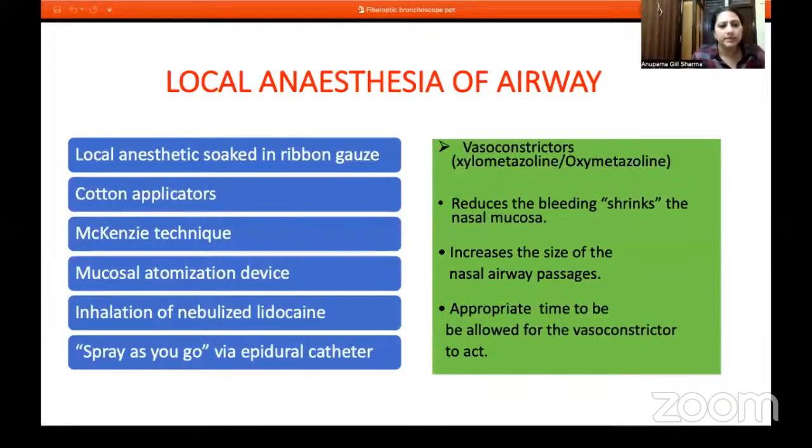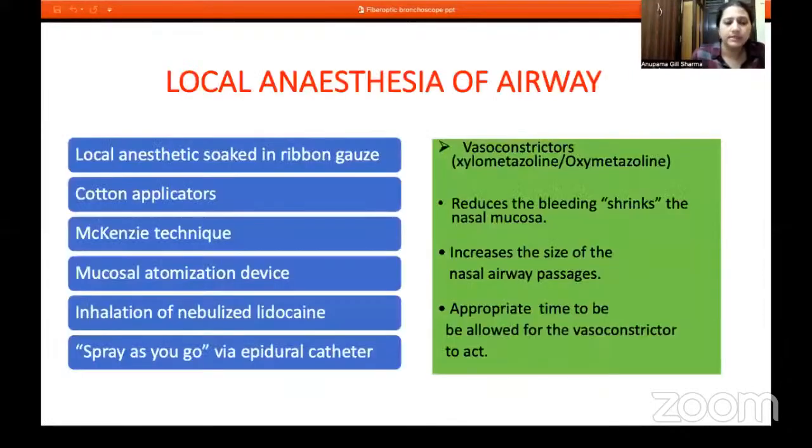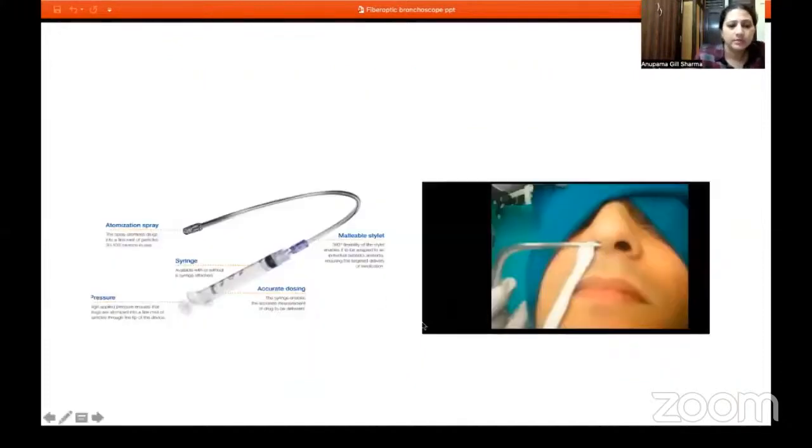The typical way of anesthetizing the airway can be done with local anesthetic soaked in ribbon gauze. Like this, it can be put in both the nostrils. The patient can be asked to breathe through the mouth and leave it there for a few minutes. Otherwise, cotton applicators, the McKenzie technique, or a mucosal atomization device can be used, which has a pre-filled syringe with accurate dosing and a malleable stylet to deposit the local anesthetic into the particular site.